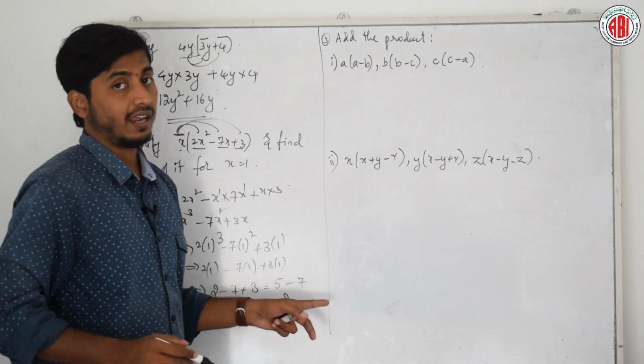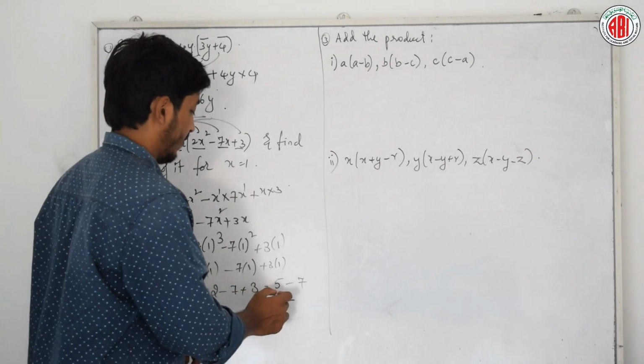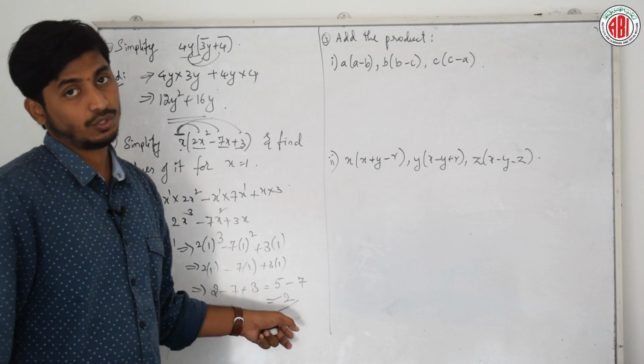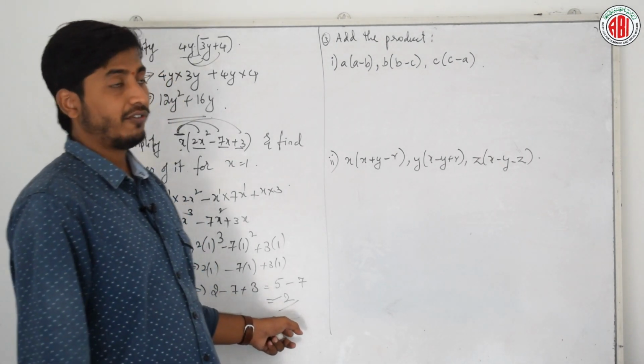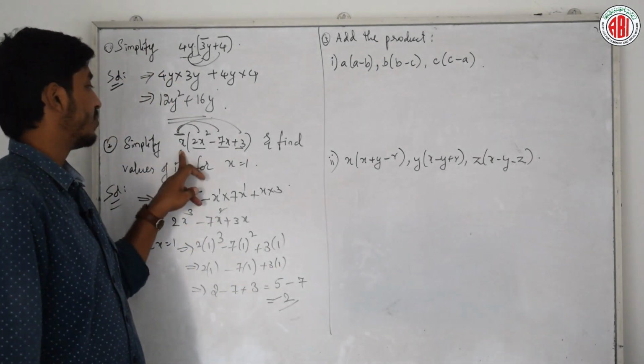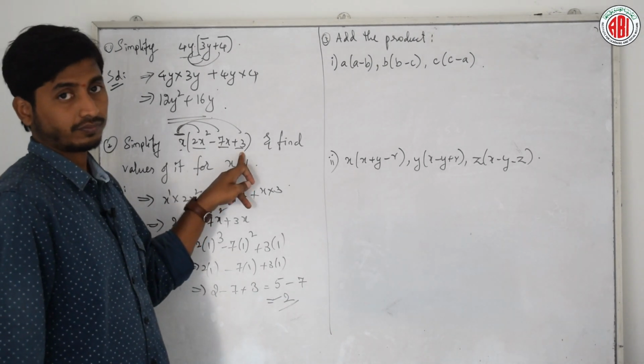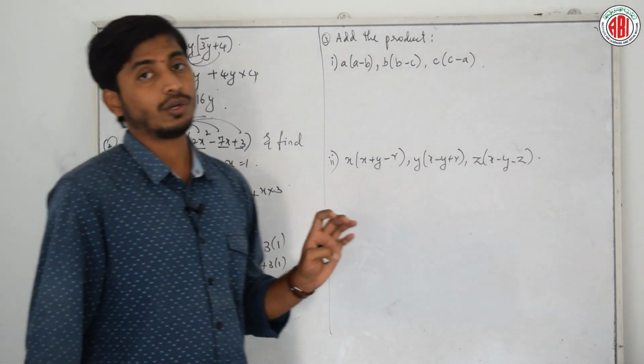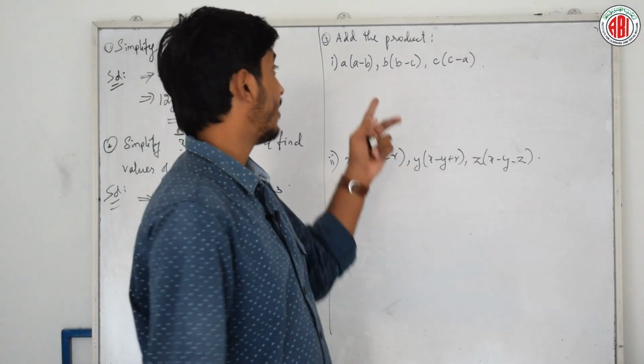What is the sign for the bigger number? Minus. Therefore, we have to put it as minus. Therefore, the answer is minus 2. Is it clear? What did we do? Just multiplying this monomial with all the terms, right? Then substituting the value x is equal to 1. Clear? Shall we do the next one?